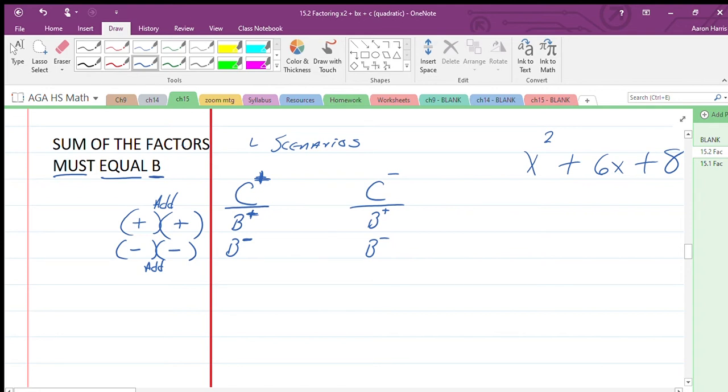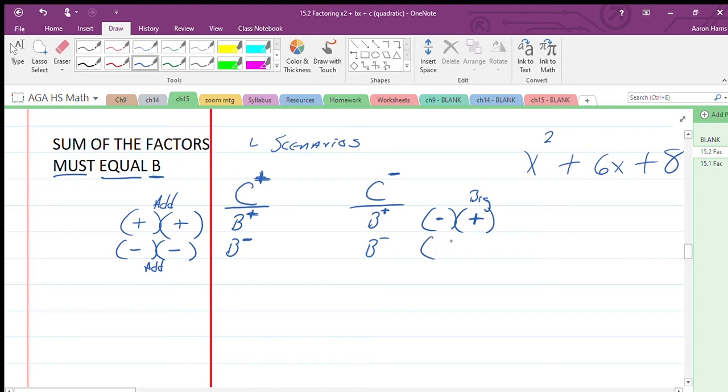Okay? Now let's think about this. What if C was negative? So if I want to multiply 2 numbers together and get a negative, that means one of them needs to be negative, one of them needs to be positive. Now, if the bigger number is positive, when I add these 2 numbers together, I'll still get a positive B. But if I multiply them together, a negative and a positive is a negative.